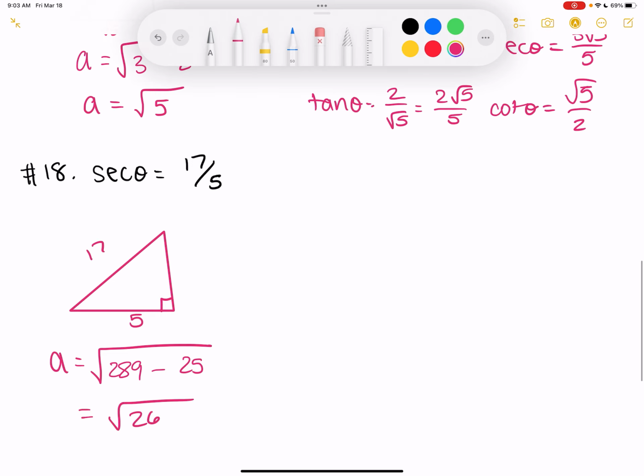Gotta write it all out for us dumb ones. Hey, that was rude. Just kidding. Kidding.